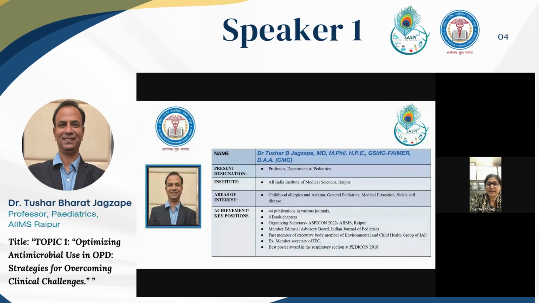To his credit, he has 44 publications in various reputed journals and 6 book chapters. He was organizing secretary of ASPICon 2022, conducted at AIIMS Raipur, and is a member of the editorial advisory board at the Indian Journal of Pediatrics, as well as a past executive body member of the Environmental and Child Health Group of IAP. He was also executive member secretary of IEC and received many awards, including the Best Poster Award in the Respiratory Section at Pedicon 2018.